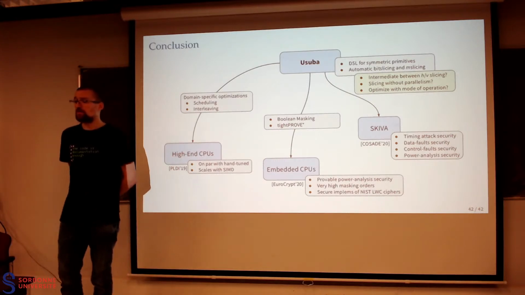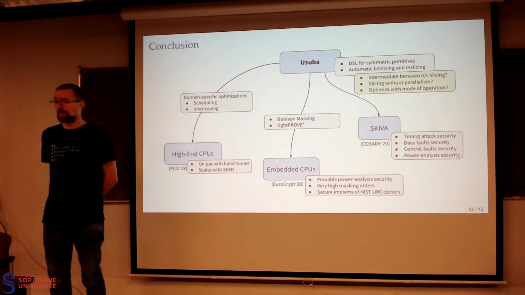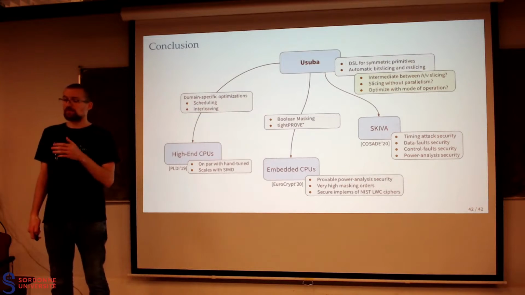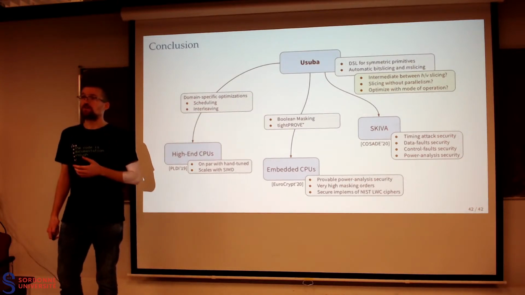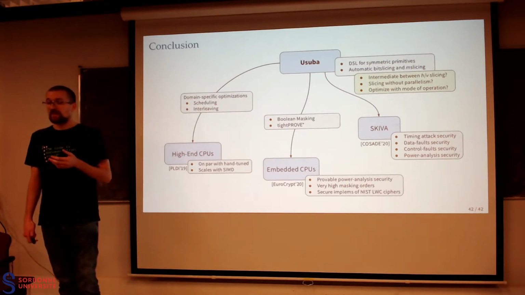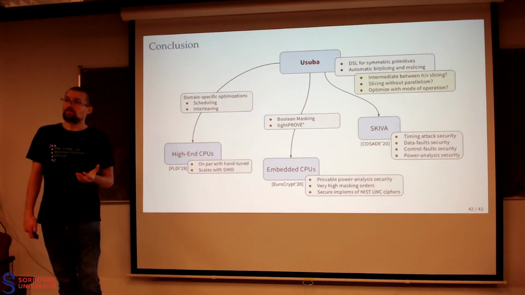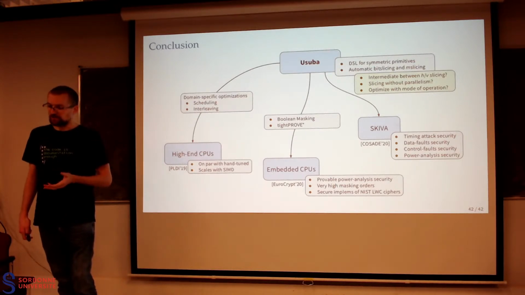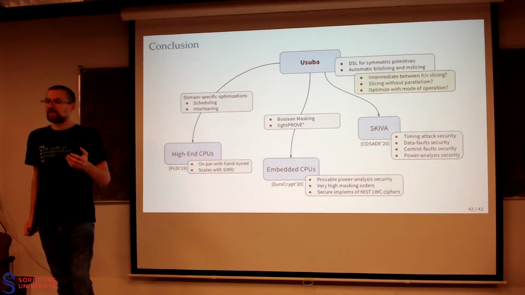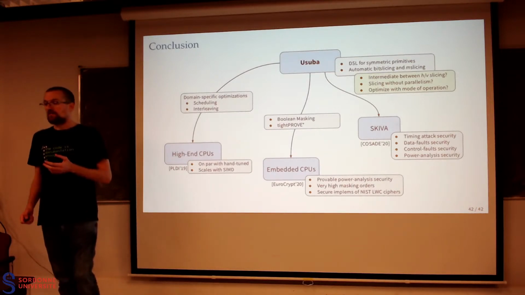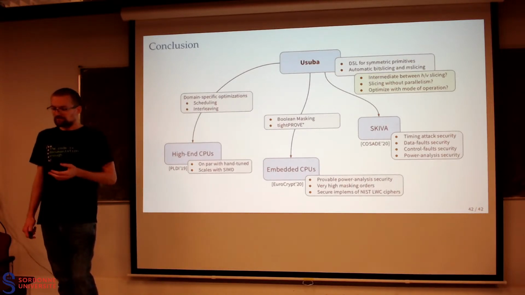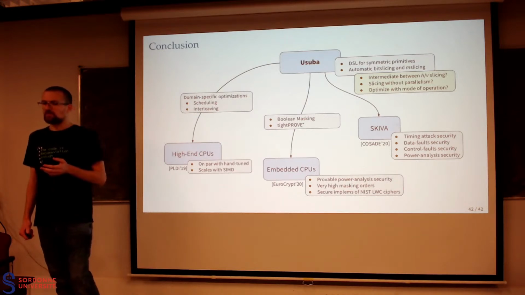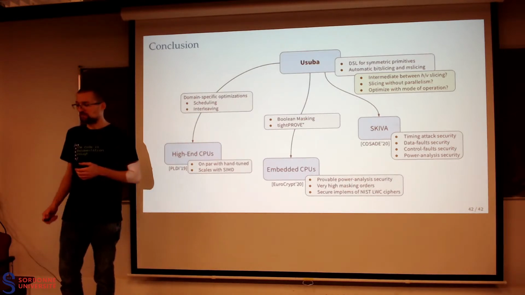So right now in Usuba, we only describe the primitive. And if you want to encrypt a large chunk of data, you need to call the primitive multiple times, and you need to chain the calls to the primitive using a mode of operation, which currently you cannot describe in Usuba. However, by incorporating that in Usuba, it would enable some additional optimizations.